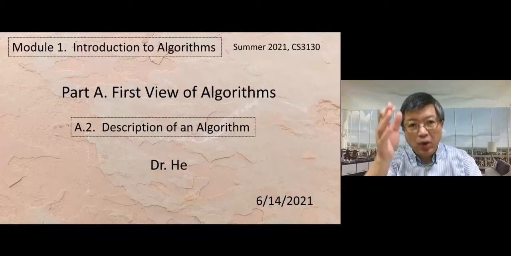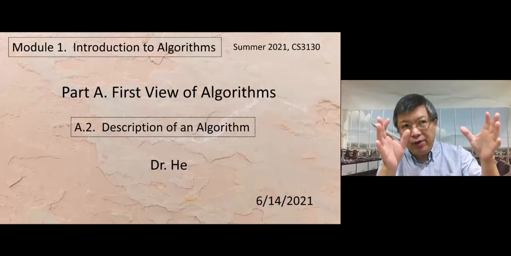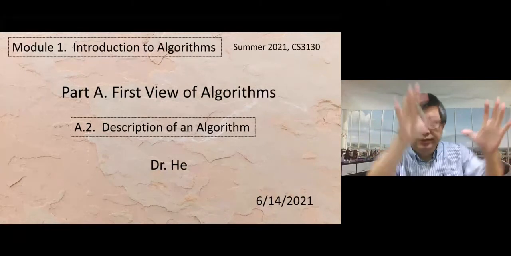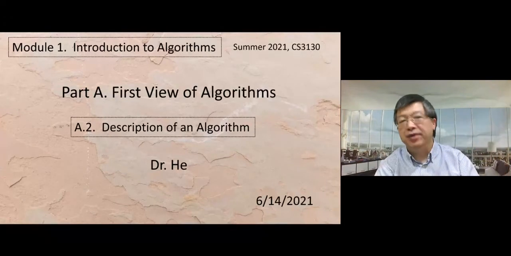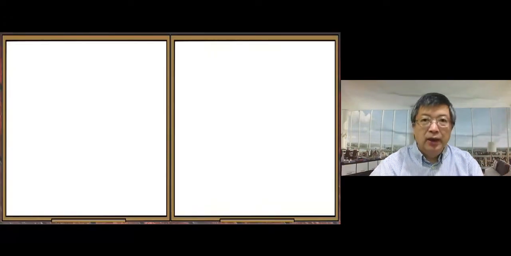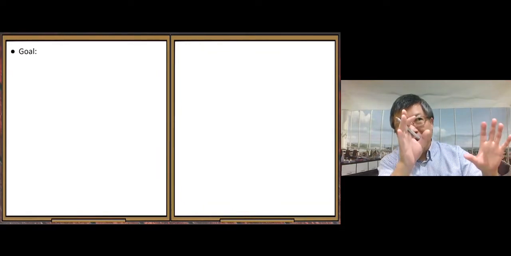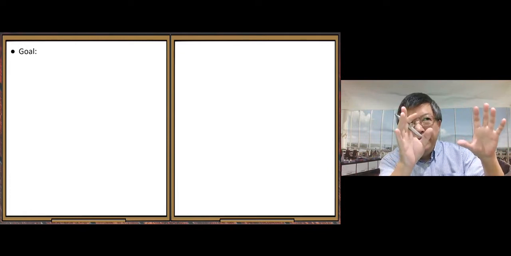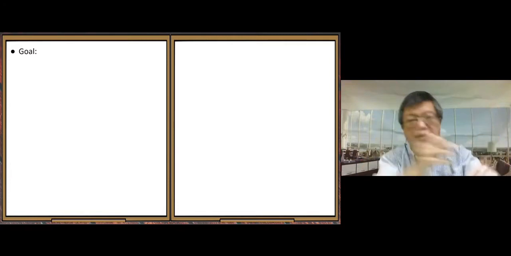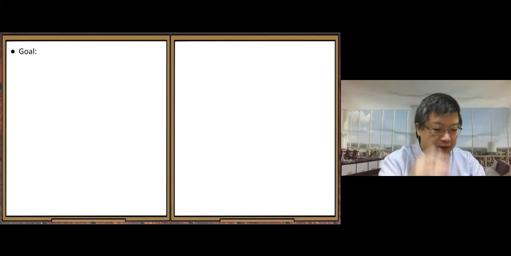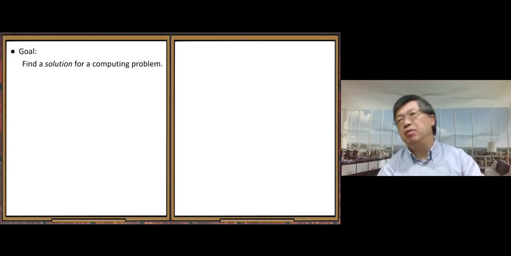Description of an algorithm. In this video, we will look at the algorithm, but from a different angle. We have many different ways to understand an algorithm. This time, let's look at how we use an algorithm to solve a computing problem. Our goal is to find a solution for a computing problem.